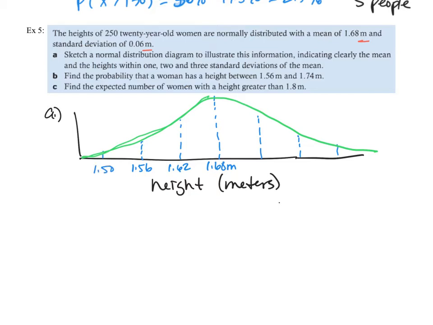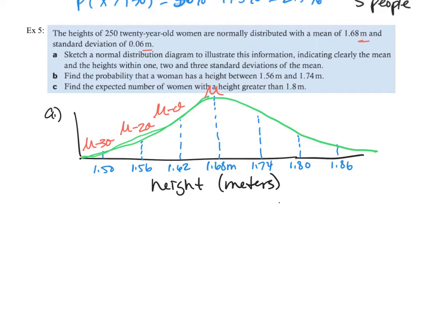Subtract another 0.06 and we get 1.50. Then let's do the same thing in the other direction, but this time we're going to add a standard deviation. So 1.68 plus 0.06 is 1.74 meters. Let's add another 0.06, and that would be 1.80. Another 0.06 would be 1.86. So here is our mean of 1.68. Then this is one standard deviation below the mean. Here's two standard deviations below the mean, and then three standard deviations below the mean.